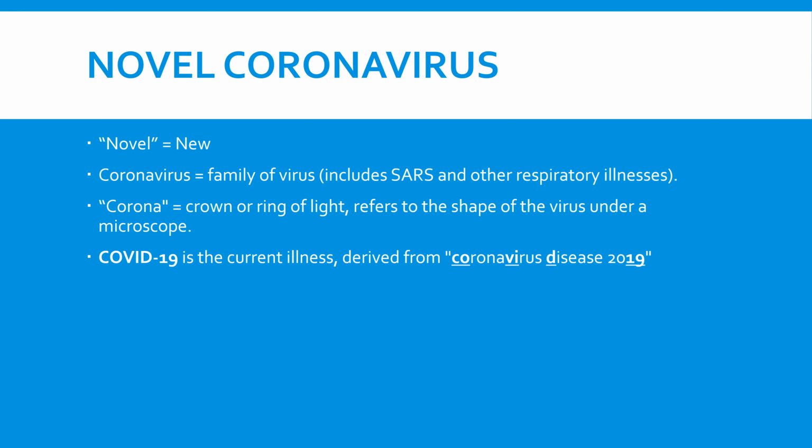First one's kind of a freebie: novel coronavirus. Novel just means new, and coronavirus is just referring to the family of viruses that COVID-19 comes from. The corona part of coronavirus just refers to crown or ring of light. And if you look under a microscope, that's what this virus looks like. Apparently, I haven't seen it, but that's where it gets its name.